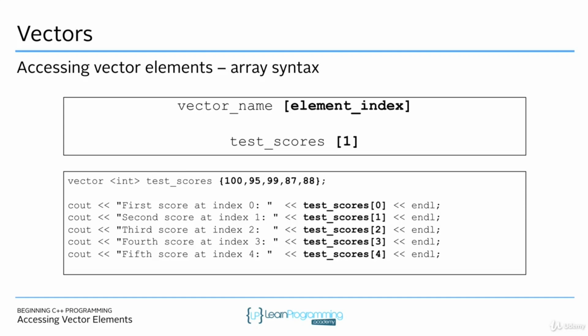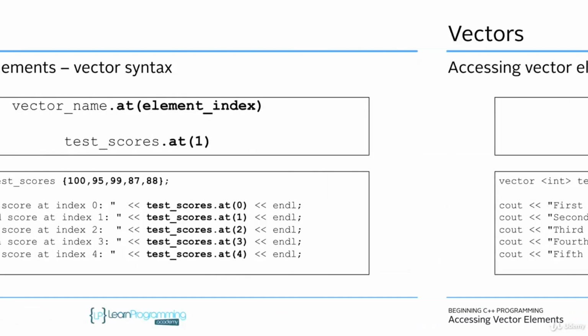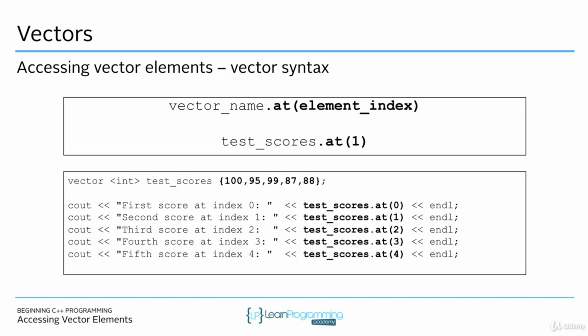Now let's look at another way of accessing vector elements. We can also access vector elements using the at method. This is the vector syntax. Since when we create a vector, we're really creating an object in object-oriented jargon, then we can ask objects to perform operations. These operations are called methods.